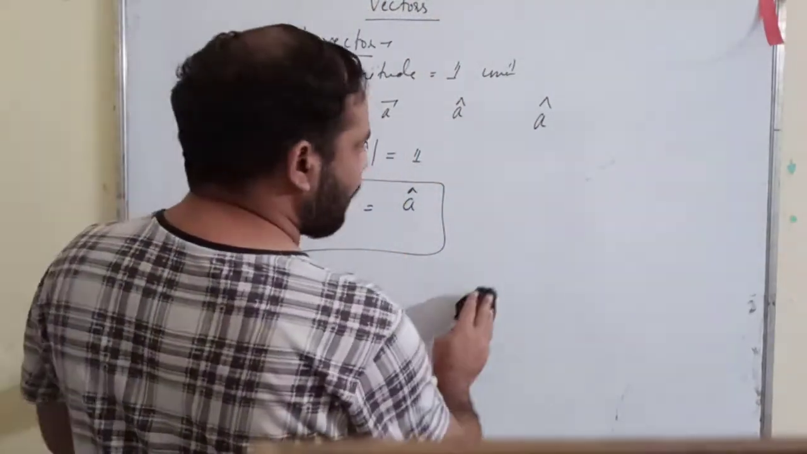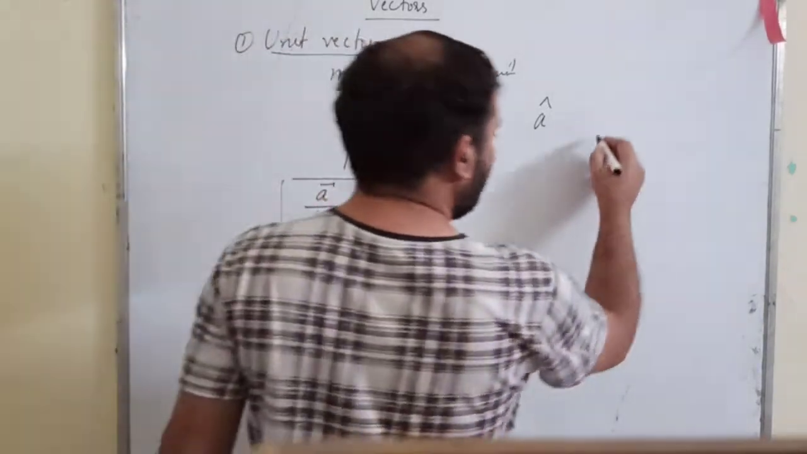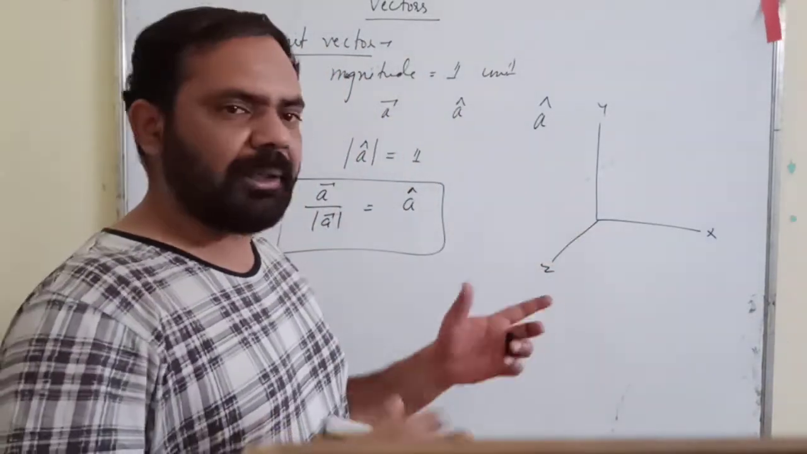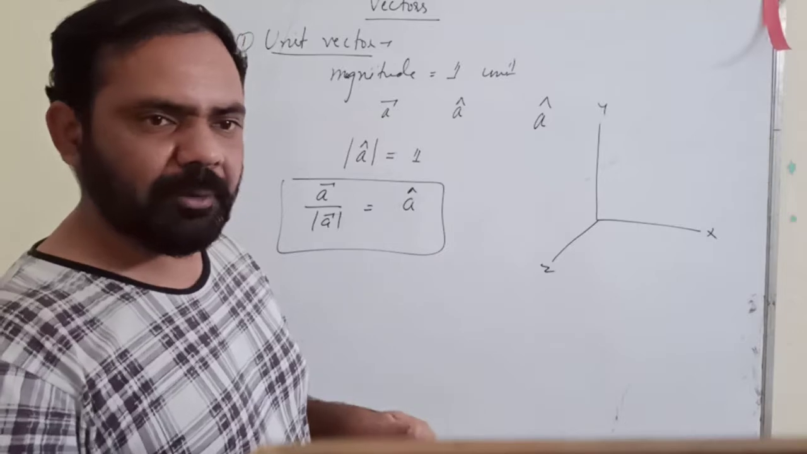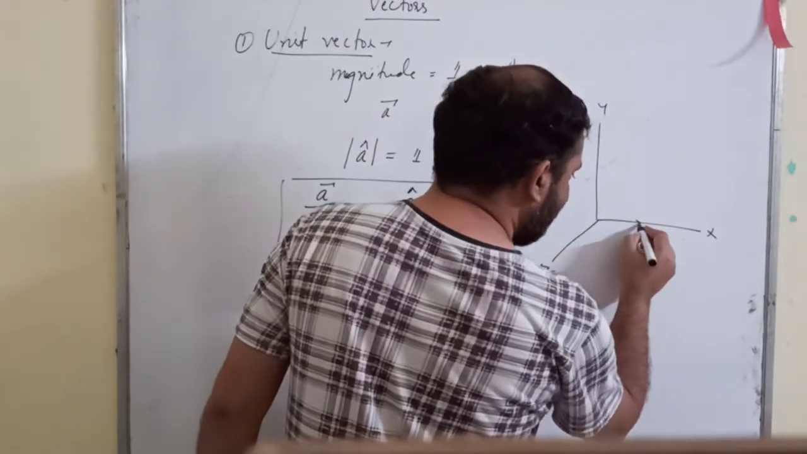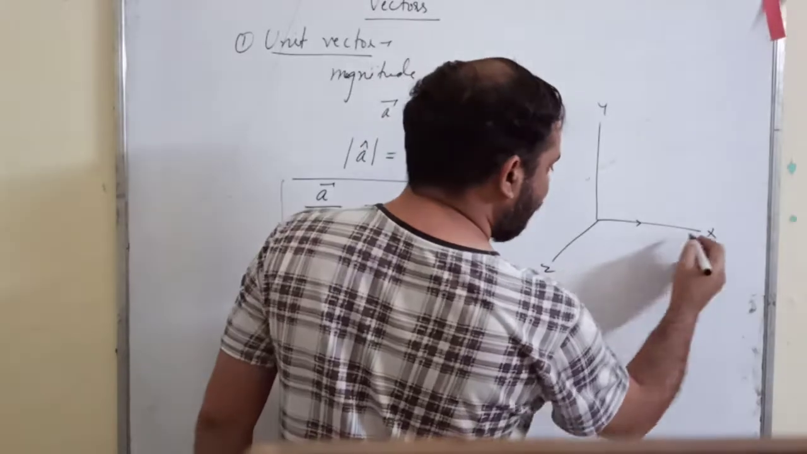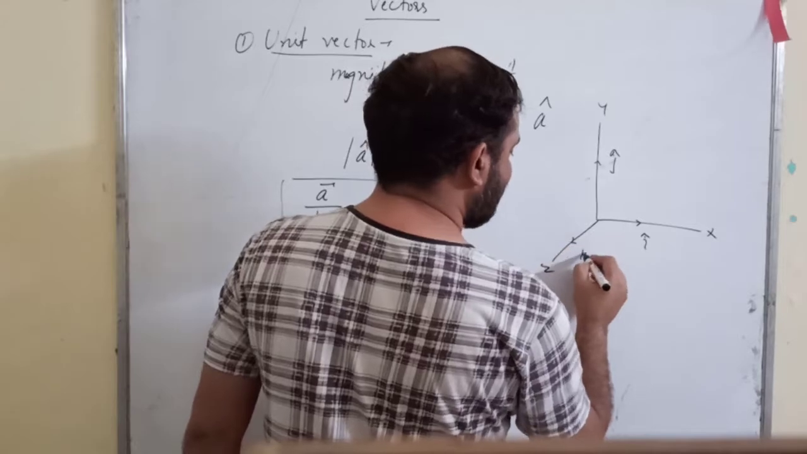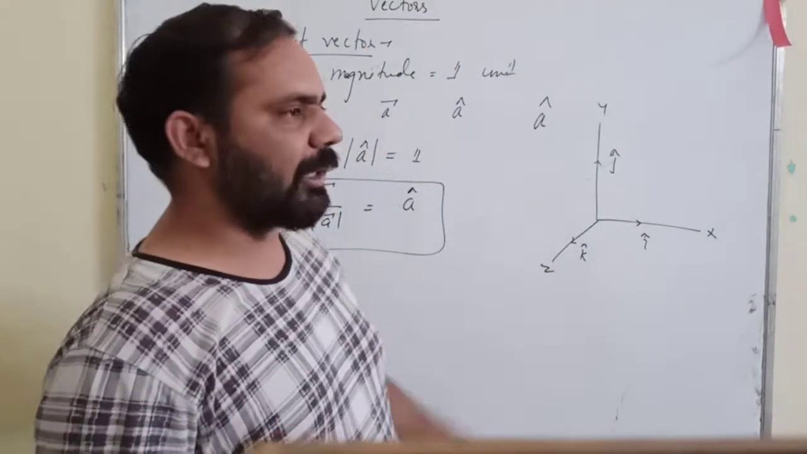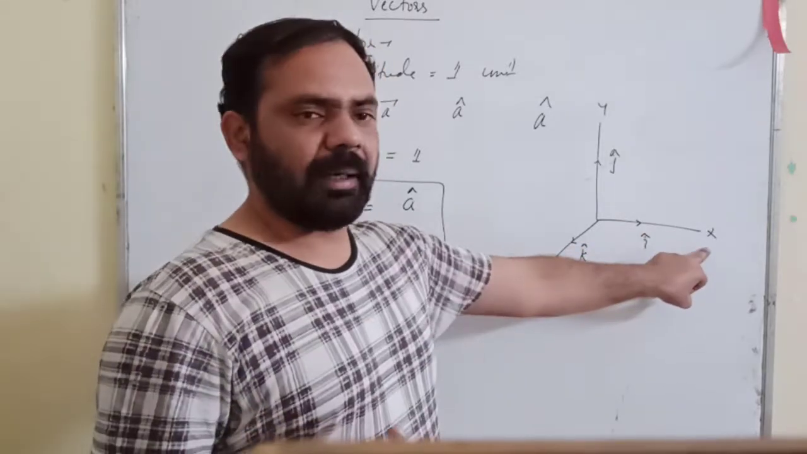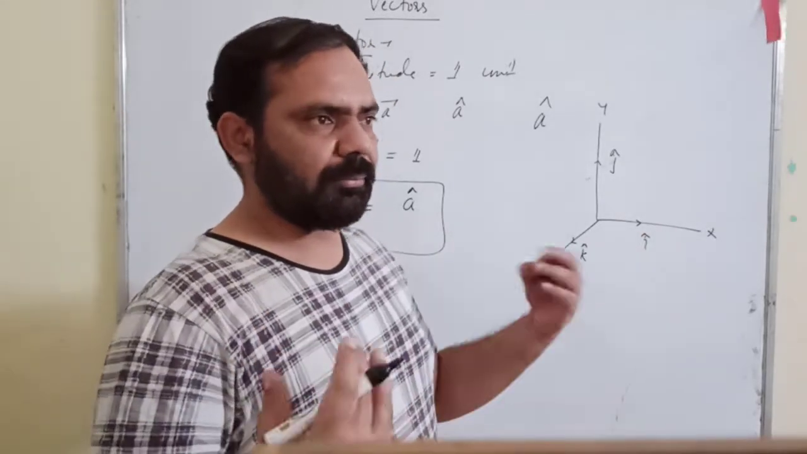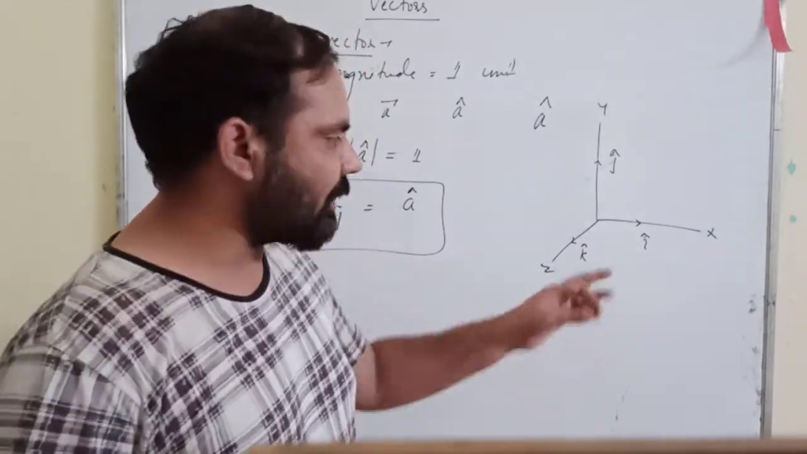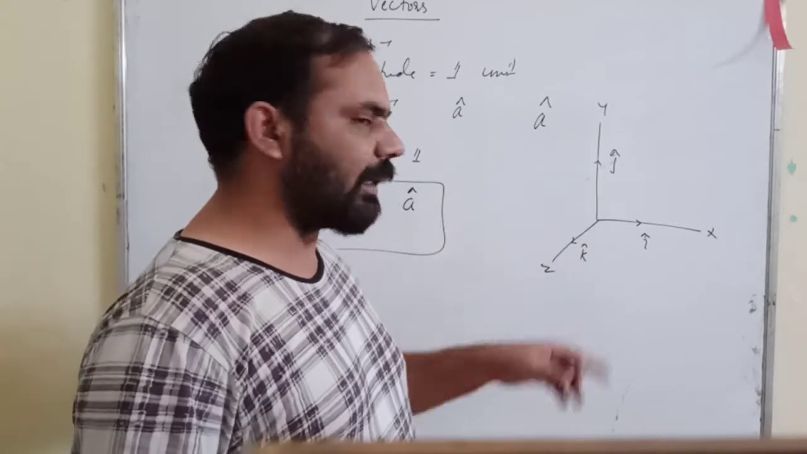Now we have three specific directions, x, y and z. Since these are three directions, they must have three unit vectors associated with them. Generally the unit vector along the x-axis is i cap, along the y-axis is j cap, along the z-axis is k cap. These are a few things that you will have to remember.